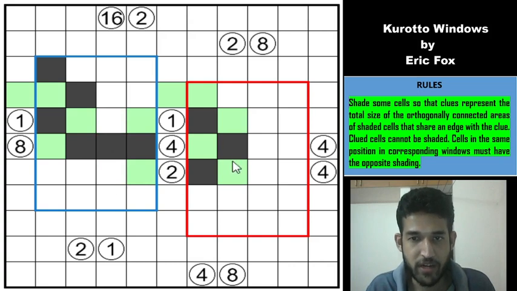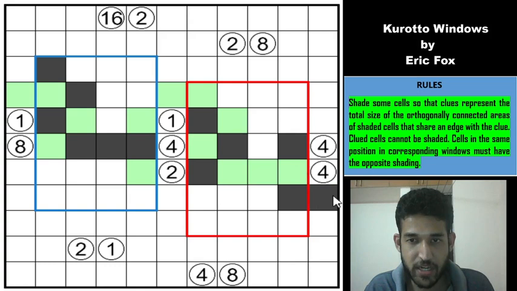Okay, now I think we can do some more here in this red window. These 3 cells are shaded, which means these 3 cells are unshaded. And this cell is shaded, which means this cell is shaded. Sorry, this cell is unshaded, so this cell is shaded. This is unshaded, so this is shaded. And for the 4 clue to be true, this cell is unshaded, right? Which means this would have to be shaded. And this becomes a stream of 4 connected shaded cells.